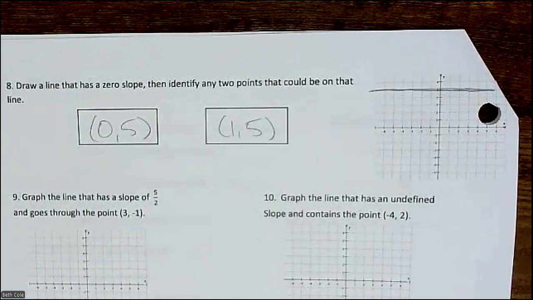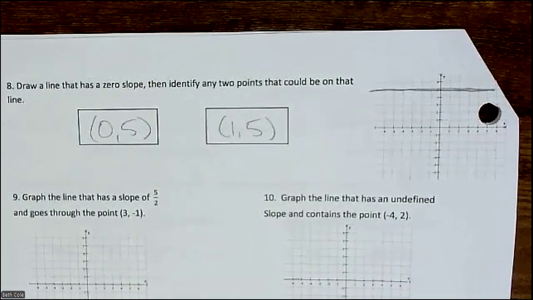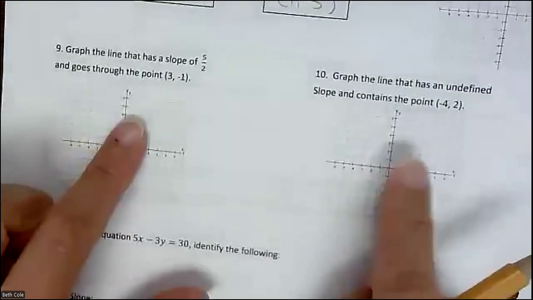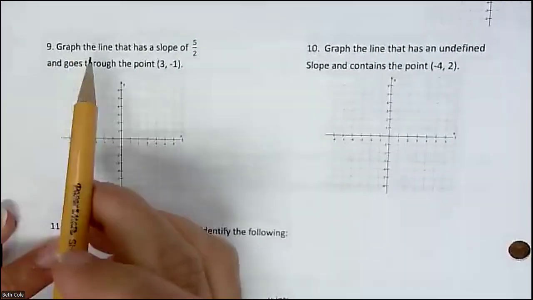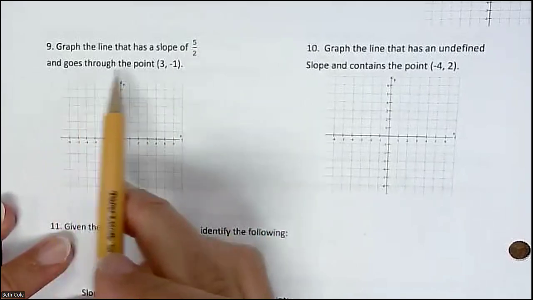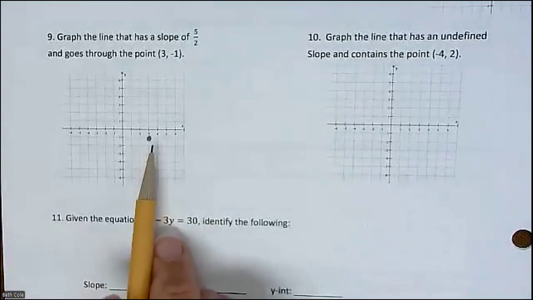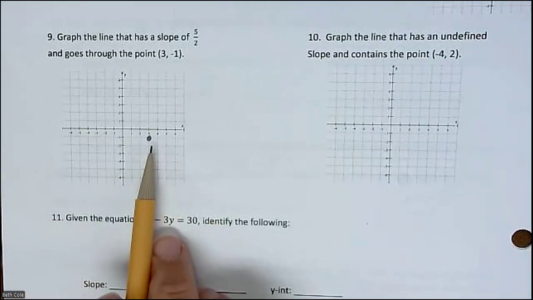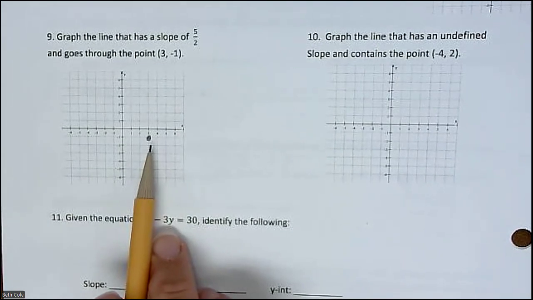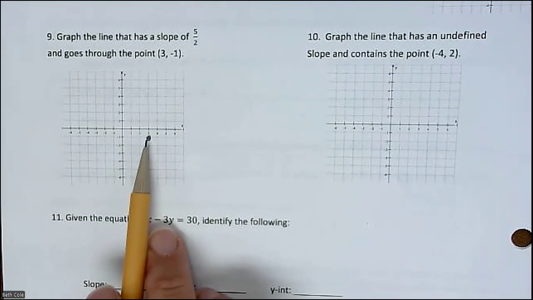All right, you can just turn to the next page and pick up where we are. Again, these are the ones that went well on your quiz. Just do it again. We want a slope of 5/2, go through the point 3, -1. Here's where 3, -1 is, but kiddos, if you forget how to plot a point, what are you going to do? Put it in Desmos, put 3, -1, it'll tell you where it goes.